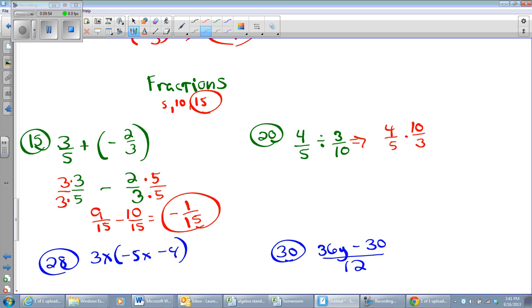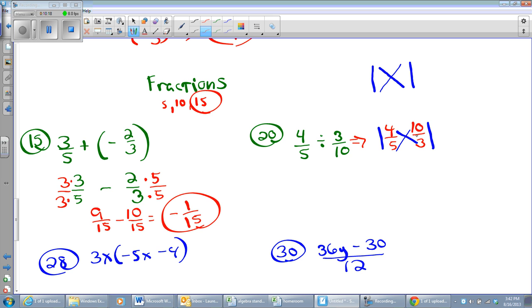And I like to simplify first. I think it's foolish to multiply and then simplify. And when I simplify, I know I can look this way, this way, this way, and this way. So I'm going to look. Does 4/5 simplify? No. Does 10/3 simplify? No, it doesn't. Does 4/3 simplify? No, it does not. Does 10/5 simplify? You bet your boots it does.